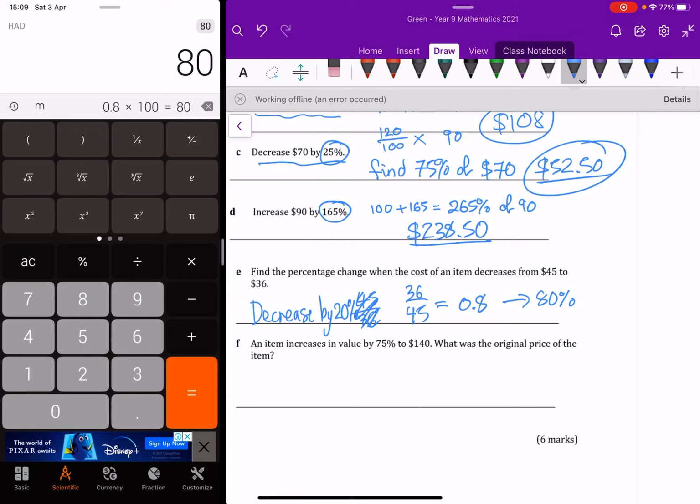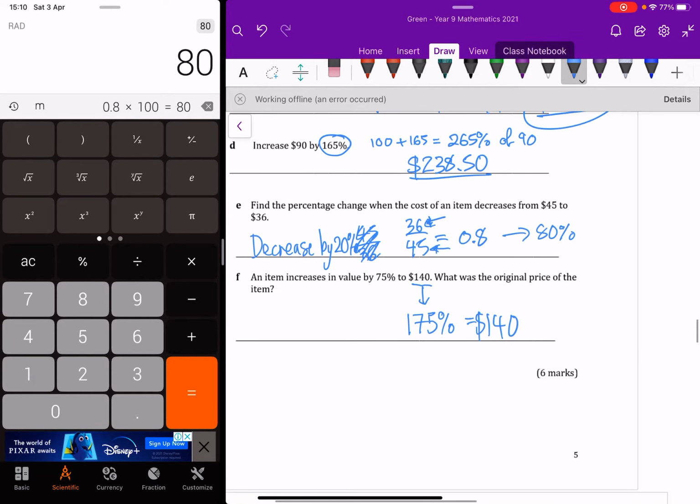So what we do is we do the new price divided by the old price. So in this case, an item increases in value by 75% to 140. What was the original price of the item? So this 140, because it had increased by 75% to get there, is now 175%. All right, so what we've got is 175% is equal to $140, right?